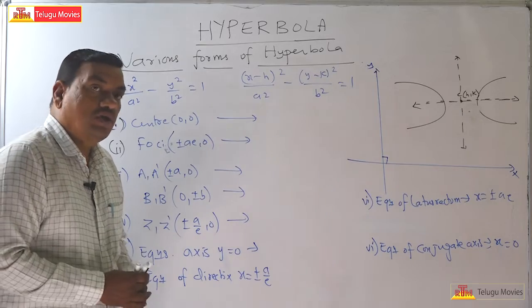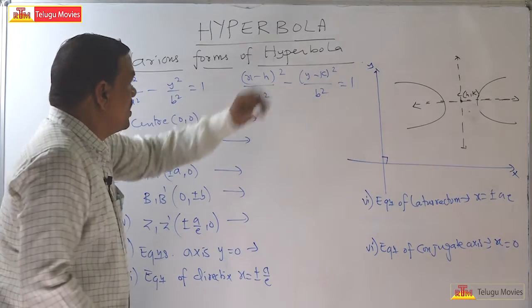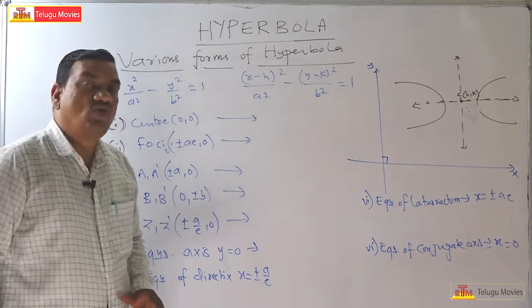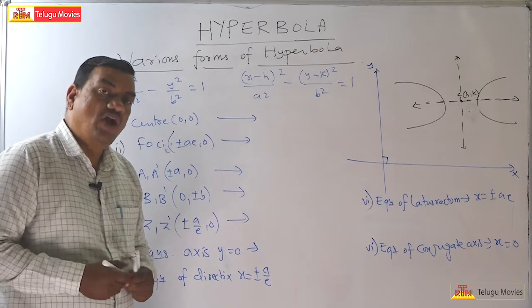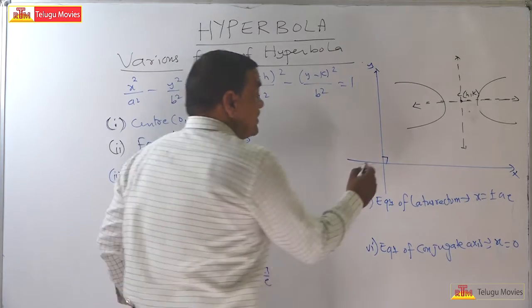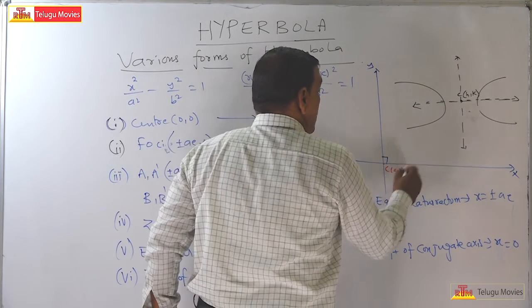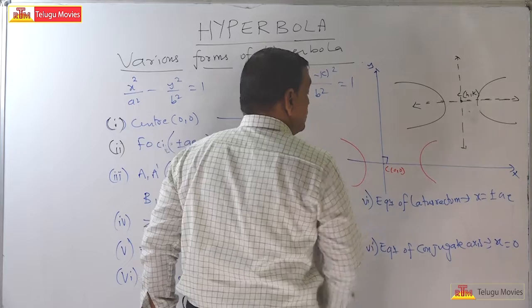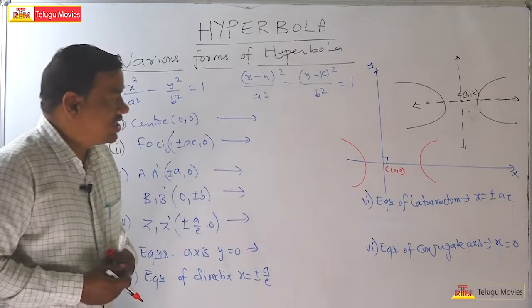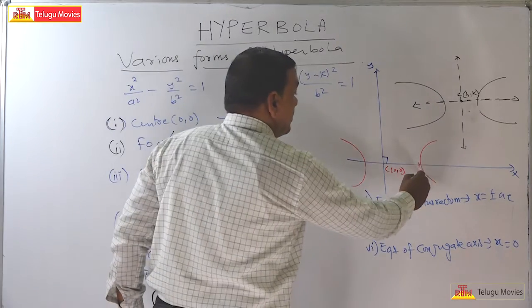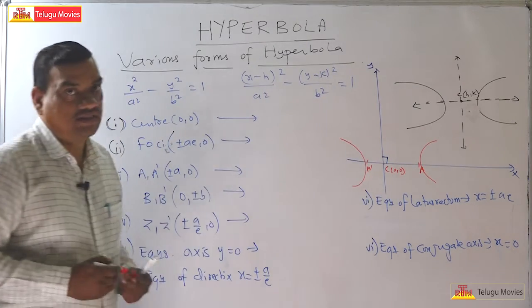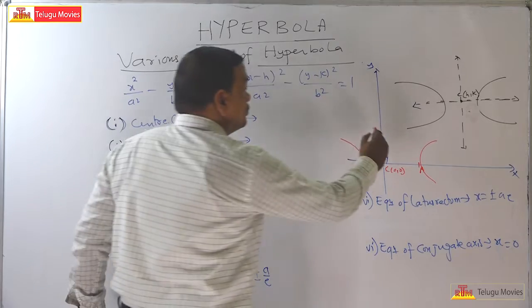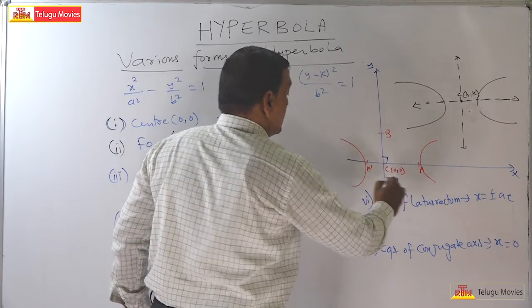Here we are going to see various forms of the hyperbola. In the standard form, we have seen the center is at the origin, that is 0 comma 0, and this is the hyperbola whose transverse axis is the x-axis and whose conjugate axis is the y-axis.